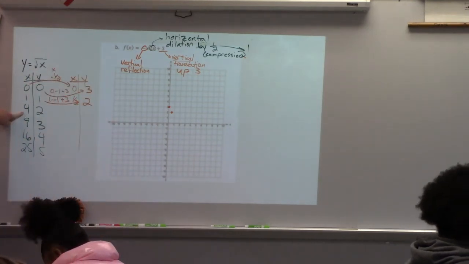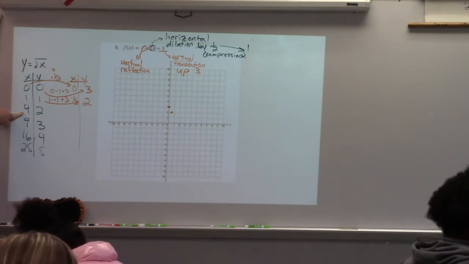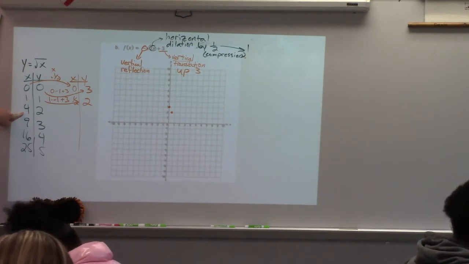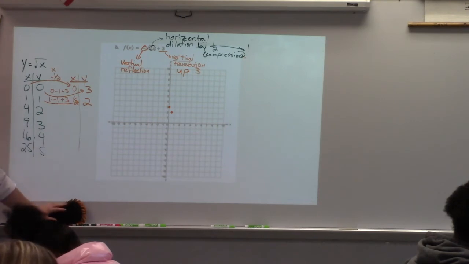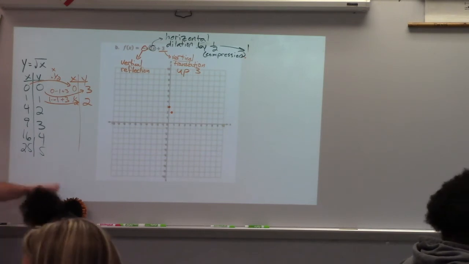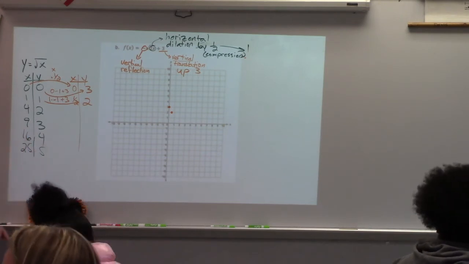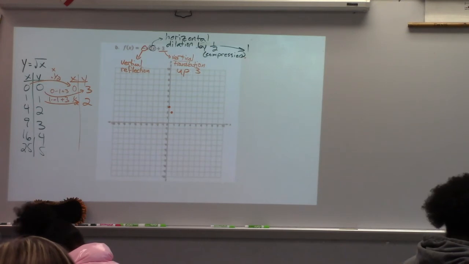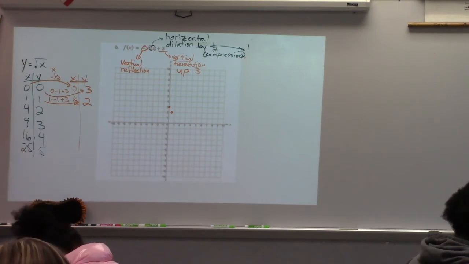Watch how I do this. So you do 2 times negative 4. No, 2 times negative 1. Thank you. Look, you've got to separate your horizontal from your vertical. I cannot emphasize this enough, y'all. If it's horizontal, what's it going to affect? X. If it's vertical, what's it going to affect? The y.